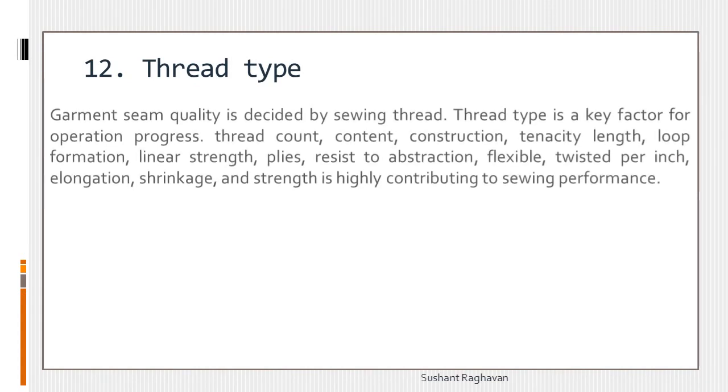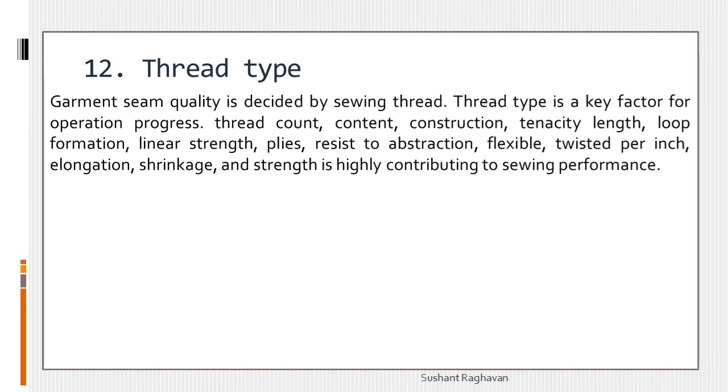Thread type. Garment seam quality is decided by sewing thread. Thread type is a key factor for operation progress. Thread count, content, construction, tenacity, length, loop formation, linear strength, plies, resistance to abrasion, flexibility, twists per inch, elongation, shrinkage, and strength are highly contributing to sewing performance.